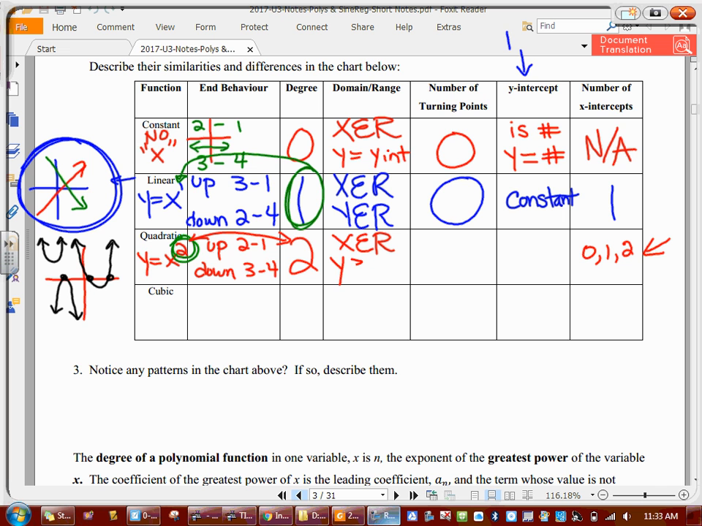Okay, and that's the range. The range is a boundary, because it changes directions, and it's a degree 2. So it's dependent on our minimum or our maximum. Number of turning points, always 1 less than the degree. This guy only changes direction once. And again, what's our y-intercept? The constant. Always, always the constant.